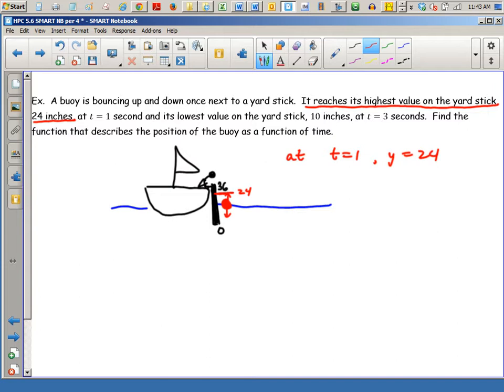And then he notices at t equals 3, it says right here, it is at its lowest value on the yardstick, the 10-inch mark. So the lowest it ever reaches on this yardstick is the 10-inch mark. So all of its motion happens between the 10 and the 24. It goes back and forth. And assuming no outside forces come along, and assuming there's no friction of any kind or drag, the buoy will just do this forever. From 10 to 24, back to 10, to 24, back to 10. And this goes on forever.